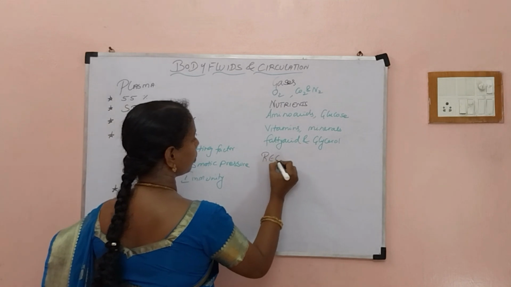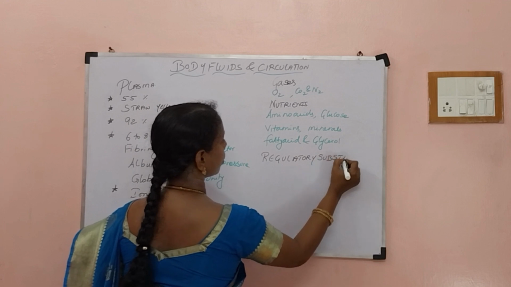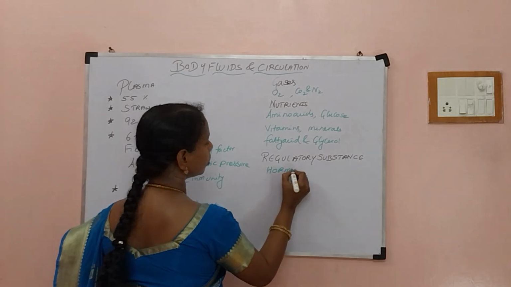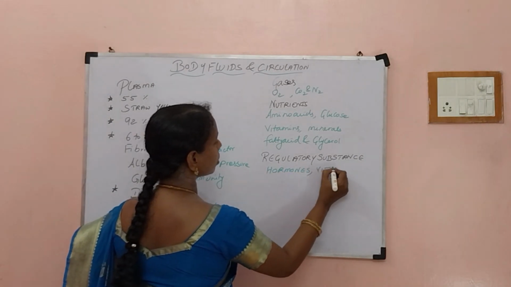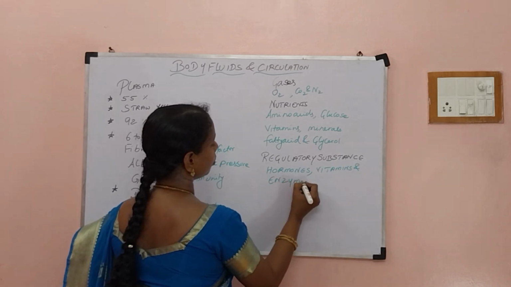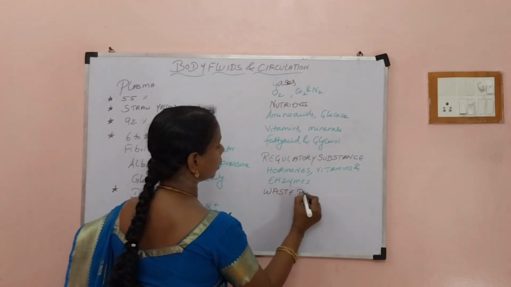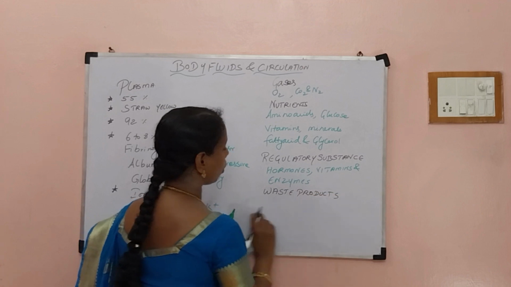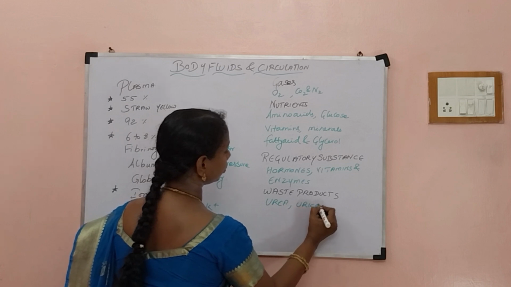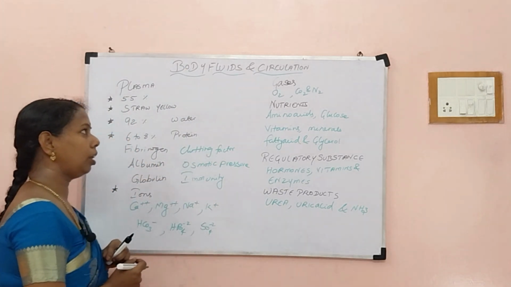Regulatory substances. The regulatory substances are hormones, vitamins and enzymes. Waste products. So what are all formed after metabolism are considered to be waste products? So we form urea, uric acid and ammonia. So all these also are there in the plasma.